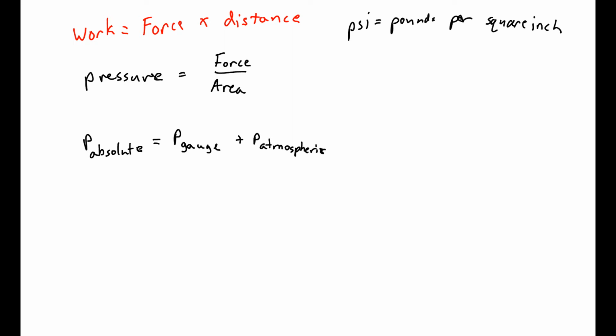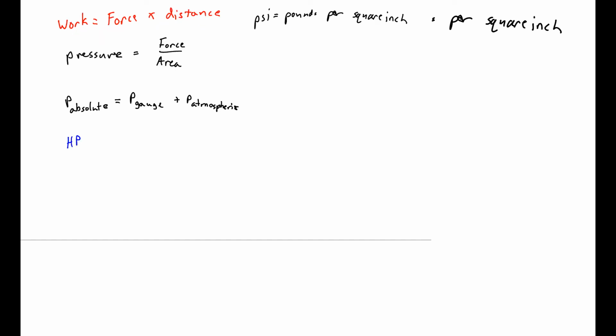Alright, last equation. The horsepower due to flowing fluid, so the power due to any flowing fluid is equal to the rate it's flowing in gallons per minute times the pressure in PSI divided by 1714, which is just kind of like a constant, and GPM is gallons per minute.